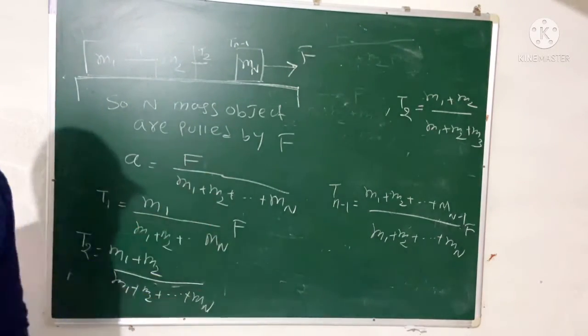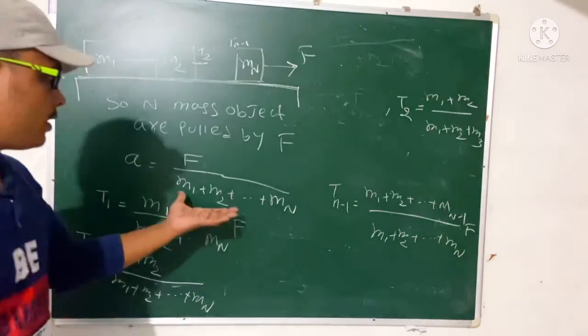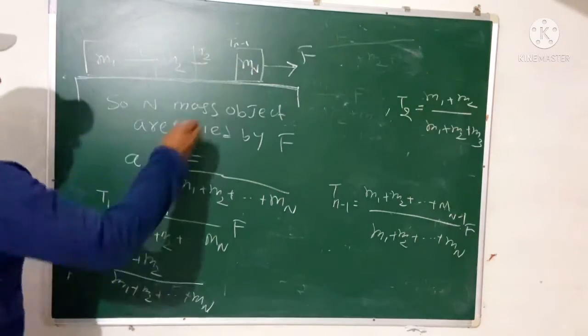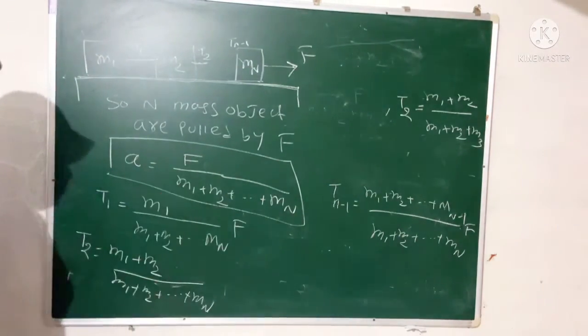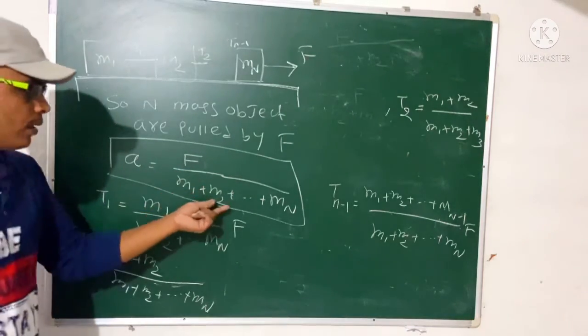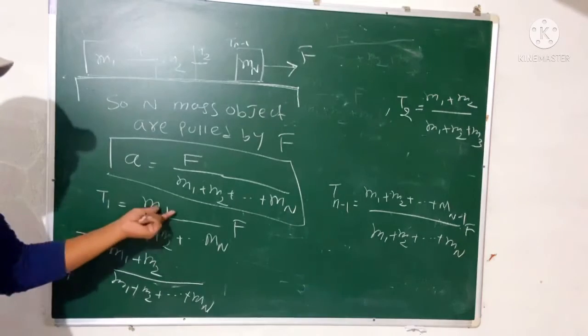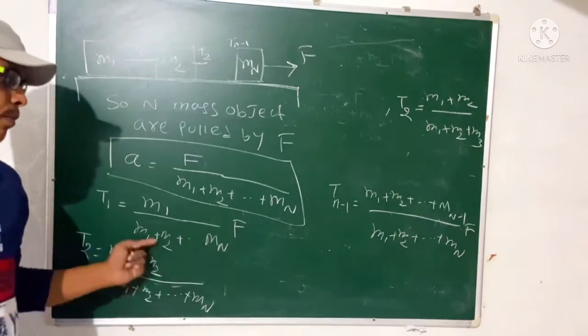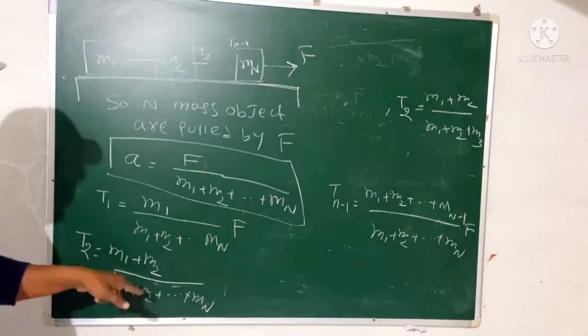So look at the 2 mass case, it is the same: F by M1 plus M2. In the 3 mass case, M1 by M1 plus M2 plus M3. So this is the general case. If n number of masses are connected, then add all the masses and divide F by the sum. So F divided by M1 plus M2 plus dot dot Mn will give your acceleration. So how much will T1 be? M1 divided by the sum of n masses, multiplied by force. Then this is T2, M1 plus.